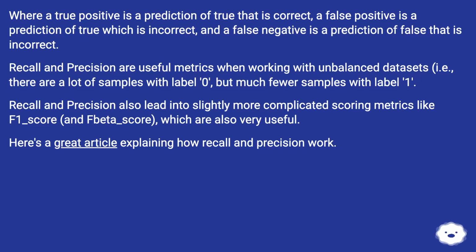Recall and precision are useful metrics when working with unbalanced datasets, i.e., there are a lot of samples with label 0, but much fewer samples with label 1. Recall and precision also lead into slightly more complicated scoring metrics like F1_score and theta_score, which are also very useful. Here's a great article explaining how recall and precision work.